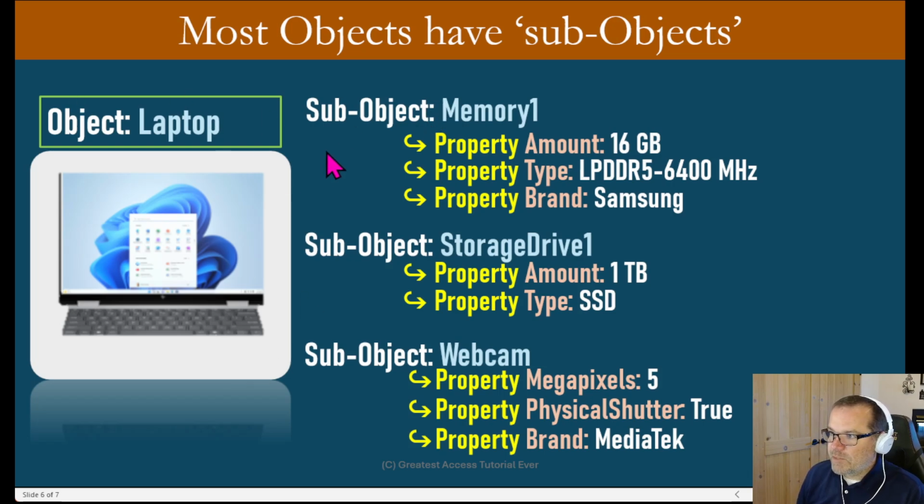So the object is a laptop, and within that object are sub-objects, and they have their own properties. So the laptop has its properties as a whole, and it has kind of sub-objects with their own properties. Pretty easy so far, right?